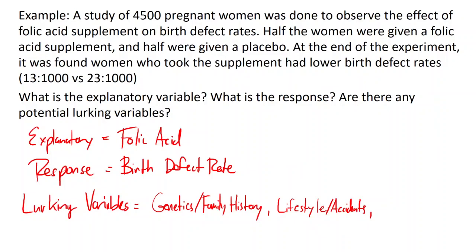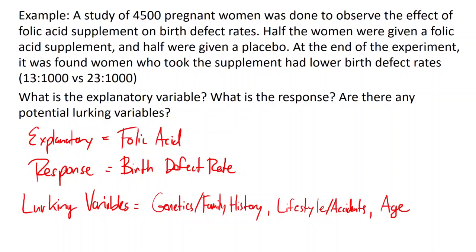Like the sample that you chose? Well, hopefully not. We're going to talk more about sampling probably tomorrow. But ideally, you would pick your sample in a way that's representative of the population at large. Age, I think, is one of those. Age has an effect on birth defect rates. There's probably more too, I'm guessing.